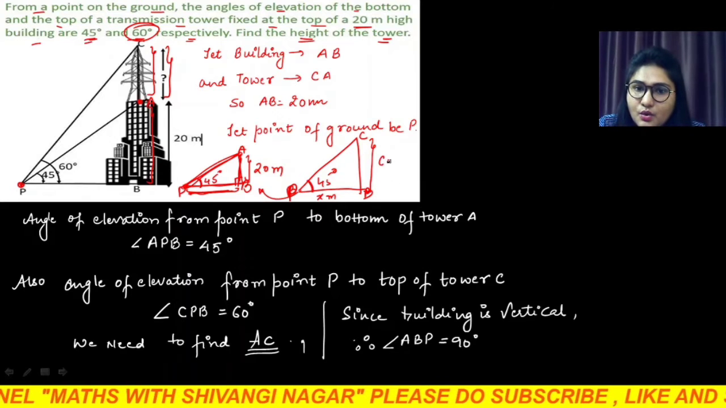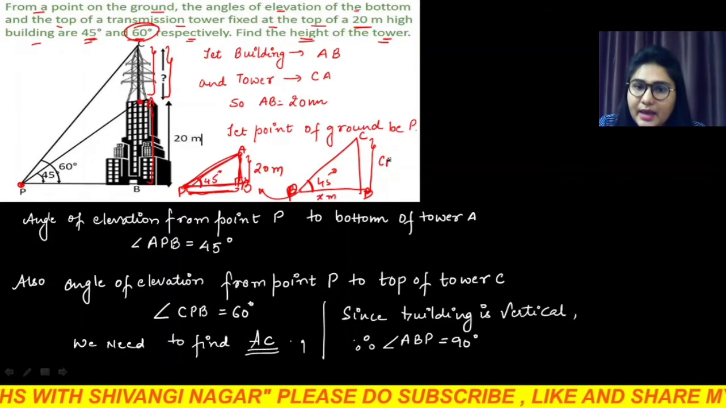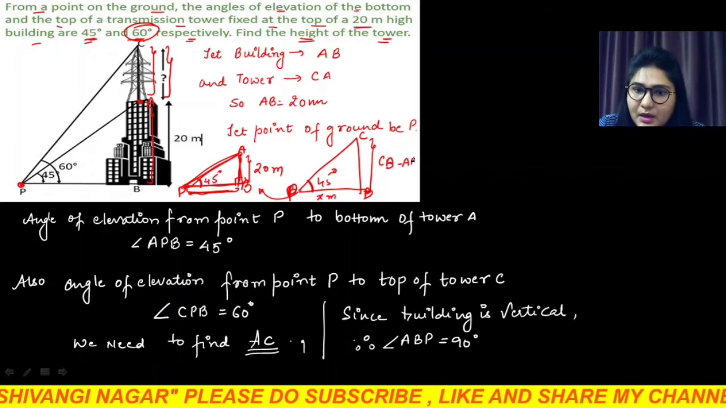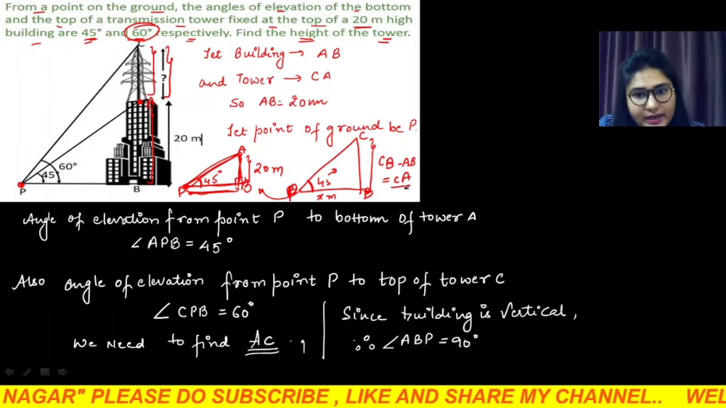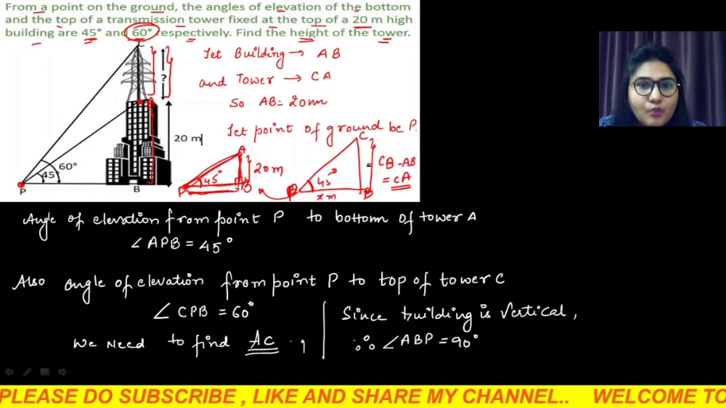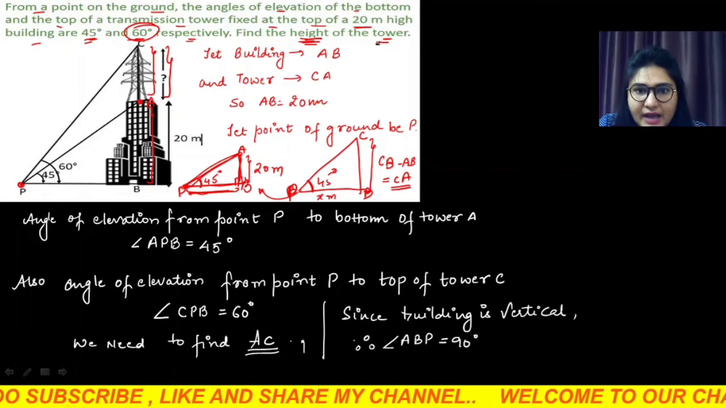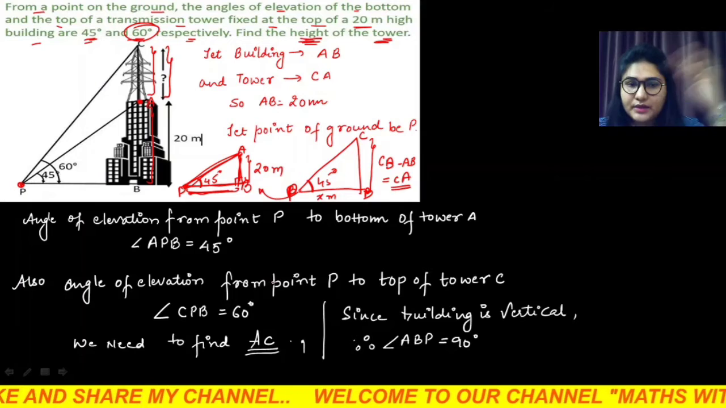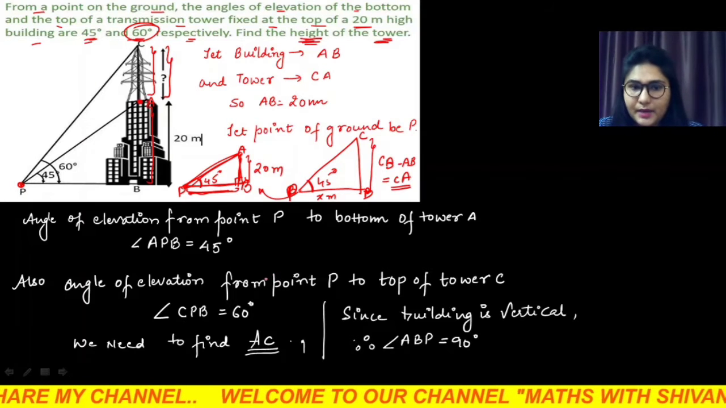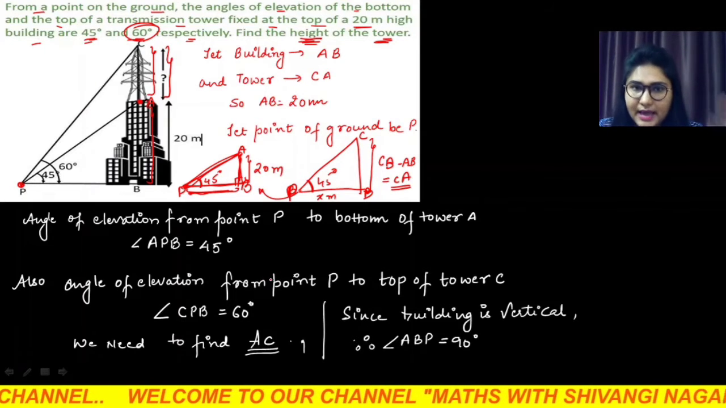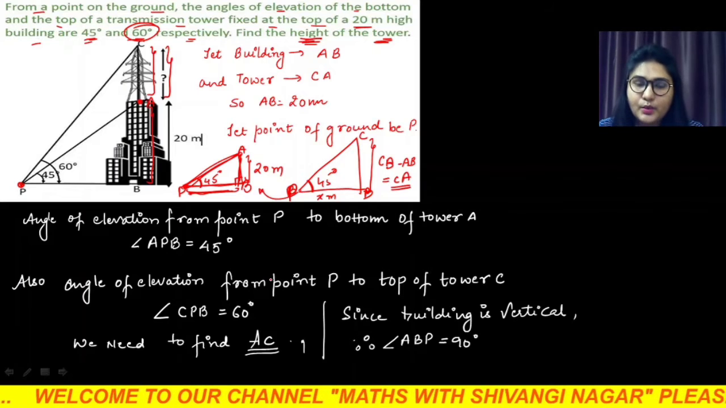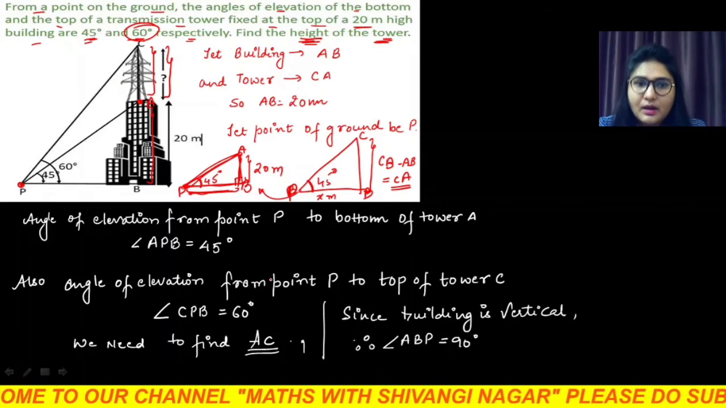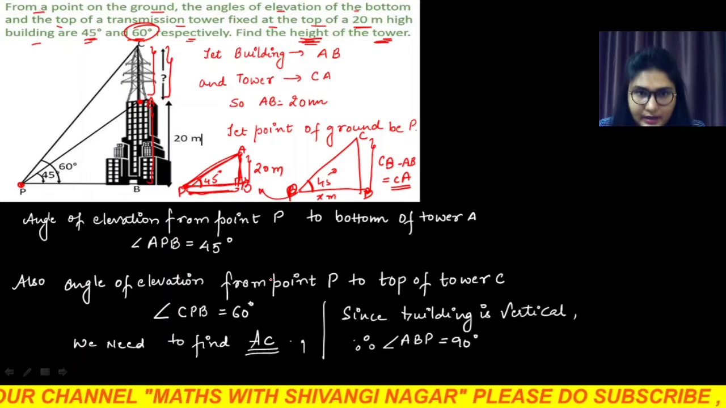Once you calculate this entire CB, right? So when you eliminate the AB from this CB, what will you get? Definitely you will get the CA, and CA is what? CA is the height of this tower, right? So in this direction we will move. So first we will consider the triangle APB, and from there first we will calculate the distance between that point and the foot of that building, right?